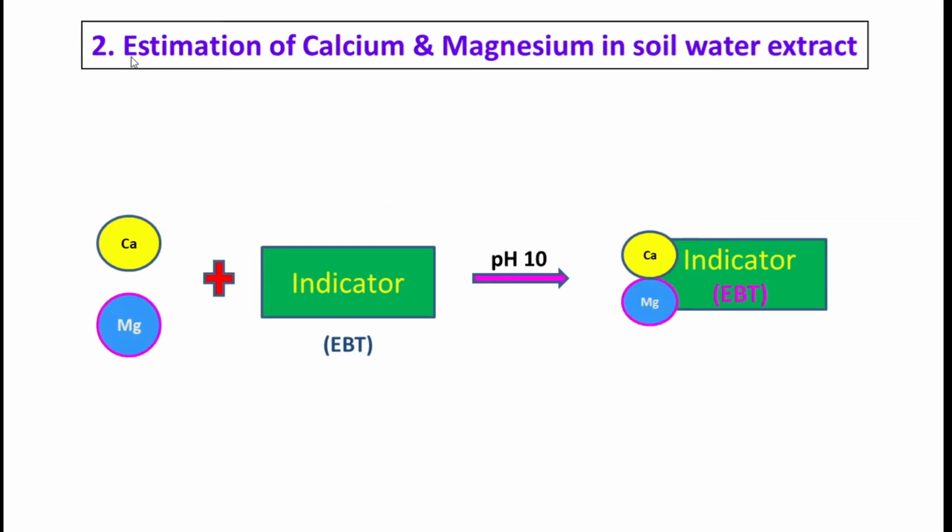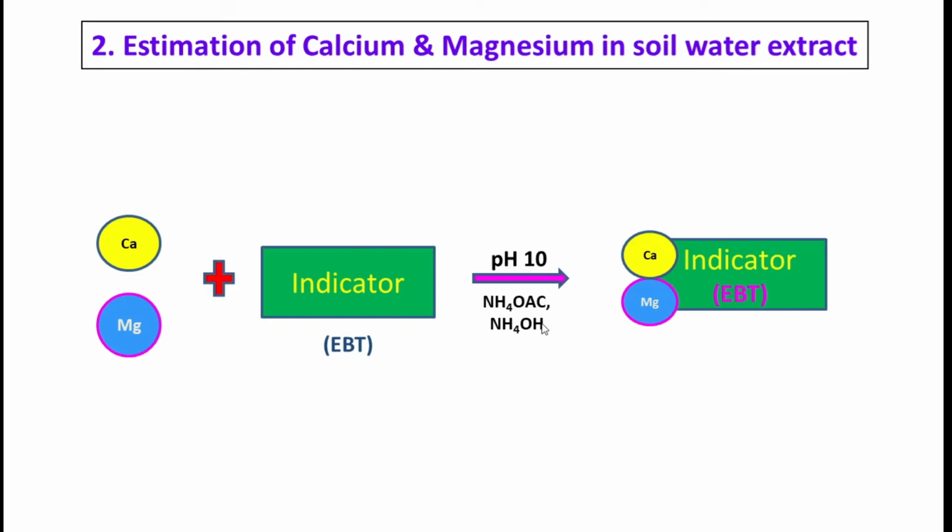Coming to the second step or the second experiment, here we estimate both calcium as well as magnesium in the soil water extract. Here we make the soil water extract react with indicator, which is EBT, that is Eriochrome Black T. So at pH 10, both calcium and magnesium react with the indicator, forming a complex with the indicator, and this pH is made possible by addition of ammonium acetate and ammonium hydroxide buffer.